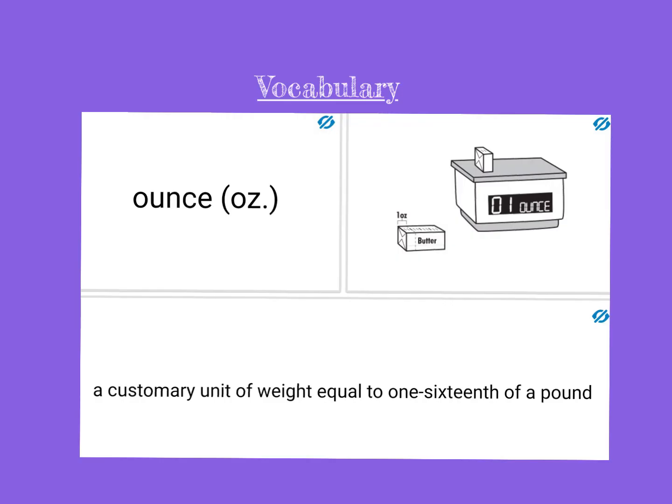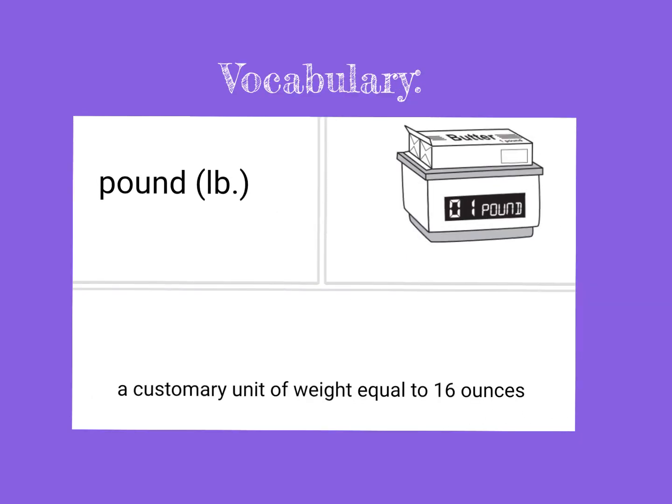Our first vocabulary word is ounce or ounces, which is a customary unit of weight equal to 1/16 of a pound. Our next vocabulary word is pound or pounds, which is a customary unit of weight equal to 16 ounces.